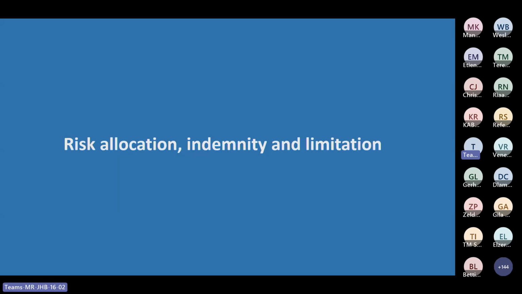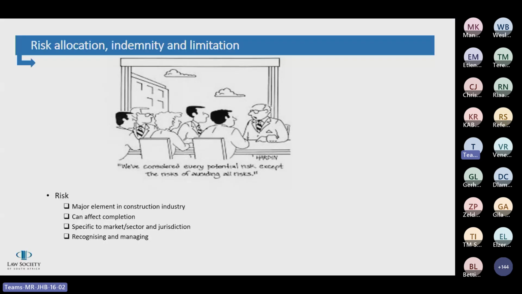Okay, so then we move over to risk allocation, including indemnities and limitation clauses. So risk, and there you'll see we've said often parties have this problem: we've considered every potential risk except the risk of avoiding all risks. So that's typically what happens in construction contracts that we see during negotiations. Instead of properly allocating risk, the parties are trying to avoid all the risks, and you can't. Construction contracts by nature have risks, which are unavoidable and which are actually anticipated. And the best way to deal with those is to properly allocate them to whoever is best placed.